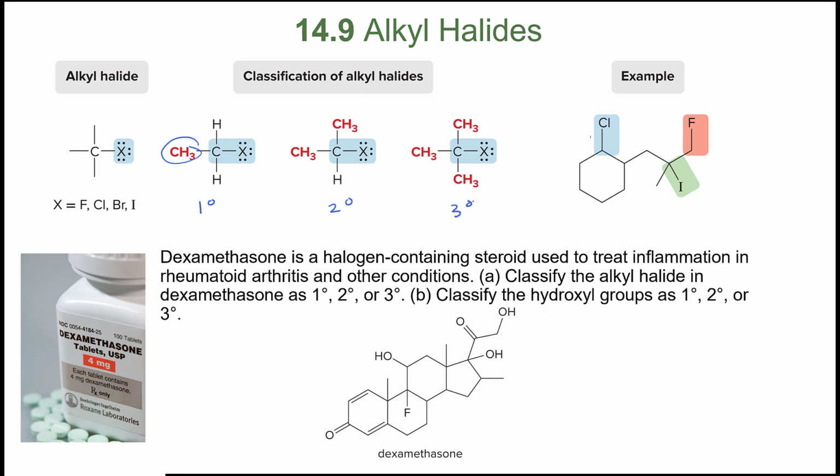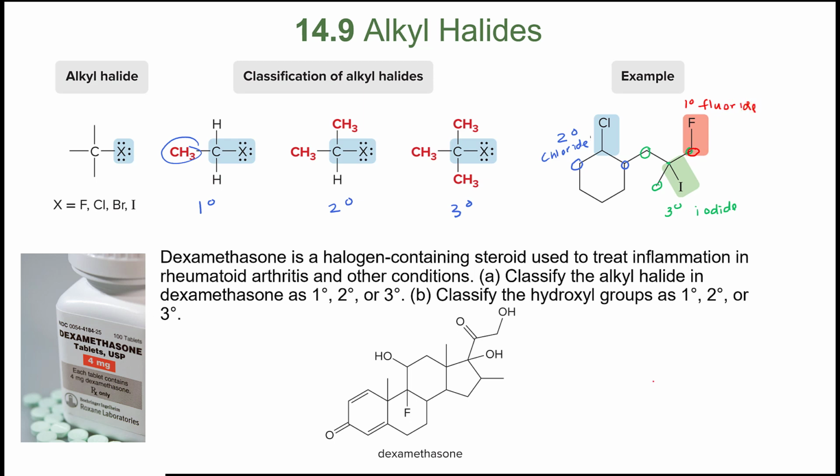So if we look at this example here, we can see that the Cl in the blue box, that carbon is attached to 2 other carbons. So this is secondary, or a secondary chloride. The iodide here is connected to 1, 2, 3. So this is a tertiary iodide. And this red carbon here has just the 1, so this is a primary fluoride.